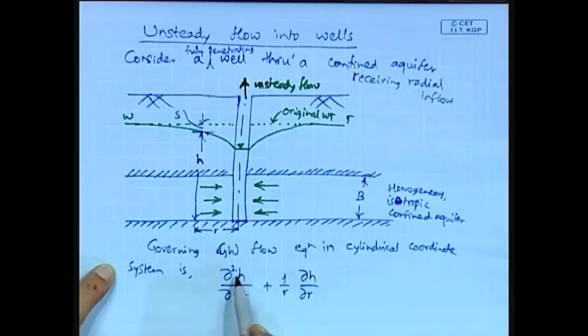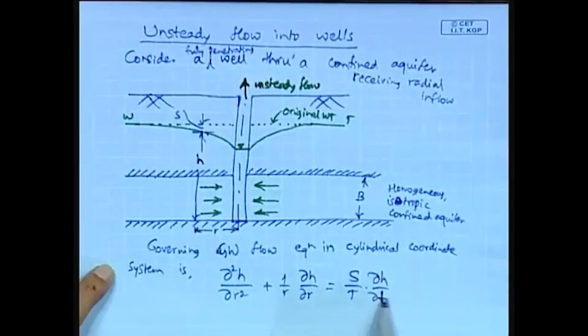So, this is the second partial derivative of h, the variable head h, in the unsteady flow through a confined aquifer, through a fully penetrating well in a confined aquifer. So, this must be equal to S by T, storativity by transmissivity, into dH by dt, and since this is an unsteady flow, this dH by dt is a non-zero value. So, this is the governing equation.